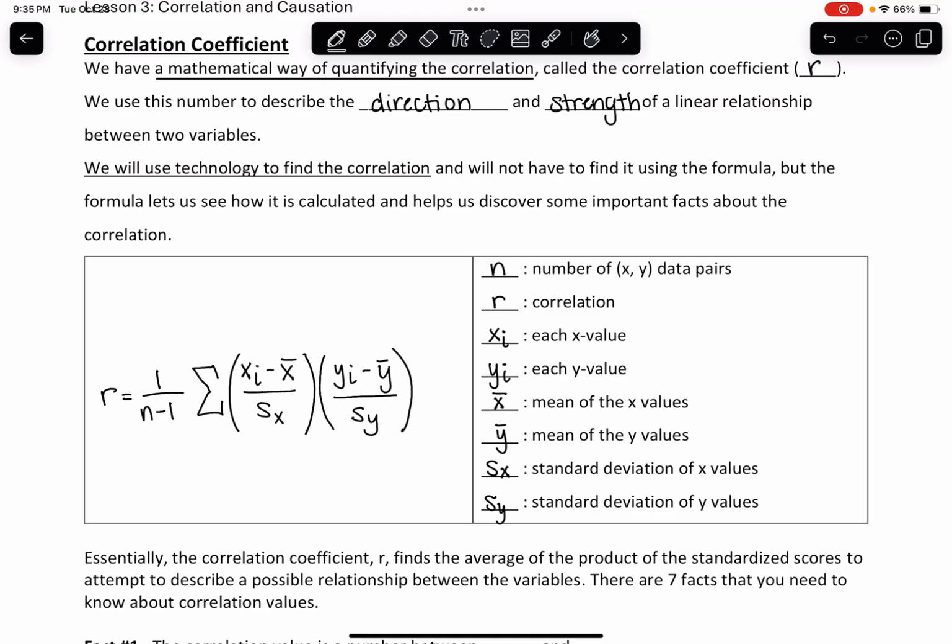So essentially what this is doing is it finds the average of the product of the standardized scores. So we standardize things, we multiply the x and the y standards together, we add them all up. That gives us our correlation coefficient.